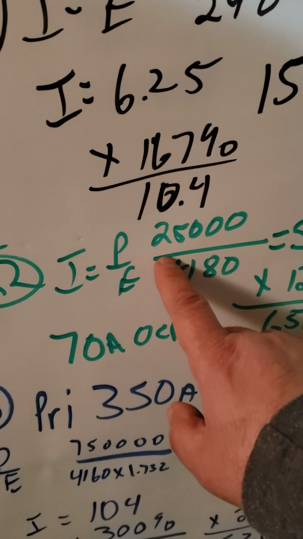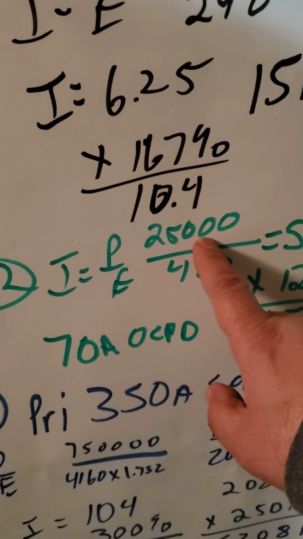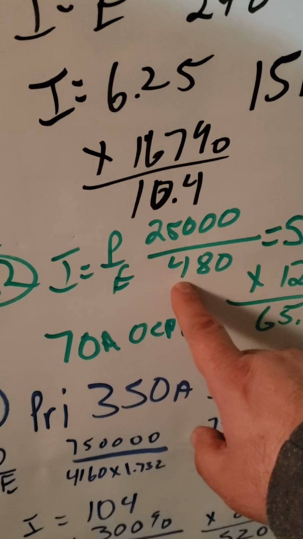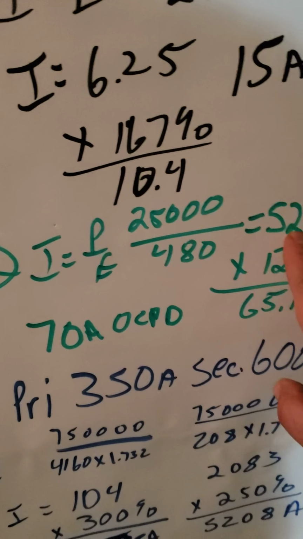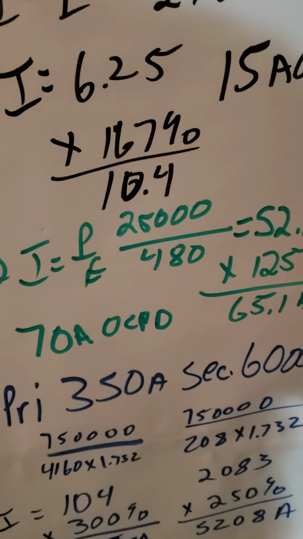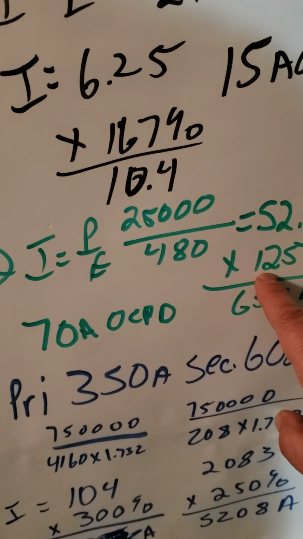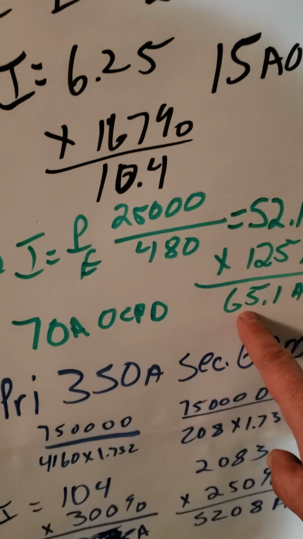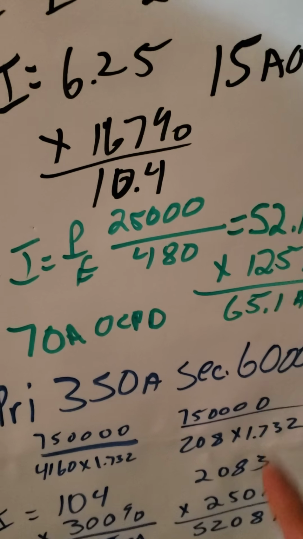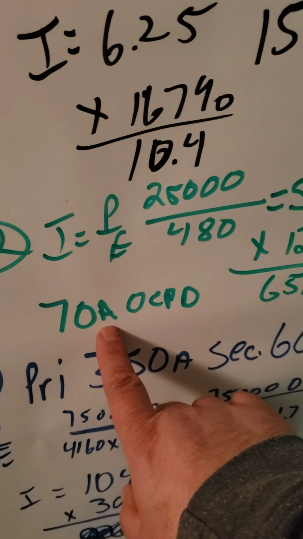Here's another one on a transformer. It's overcurrent protection. So it's a 25 kVA transformer, 25,000. We divide it by 480, which is our voltage, which gives us 52.1 amps. In order to find our overcurrent protection, we use 125%, and it comes out to 65.1 amps. So that would be a 70 amp OCPD.